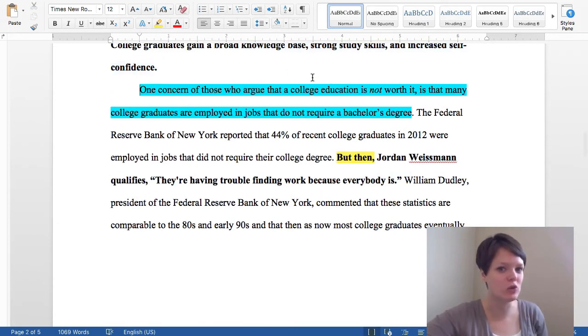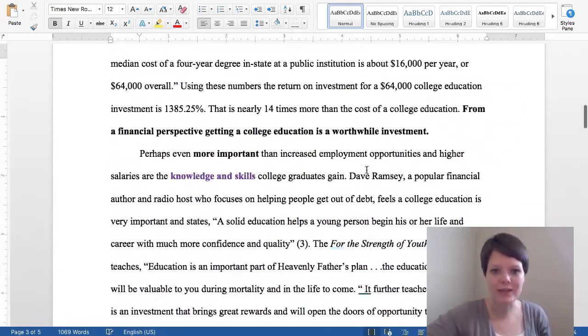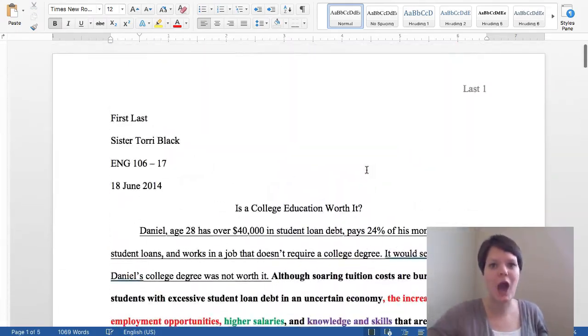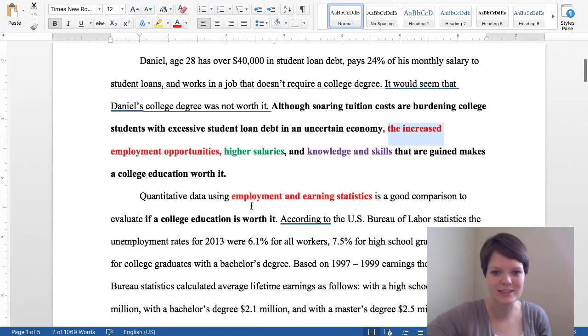One concern of those who argue that a college degree is not worth it is this. But this is why they're wrong. And he refutes the argument. I won't go over the rest, but I hope that helps you see how a topic sentence helps organize a paper and how easy it is. This isn't hard. It's almost like a math equation. You just need to use the same variable from your thesis in that first sentence of the paragraph that will address that idea. So I hope this is helpful.